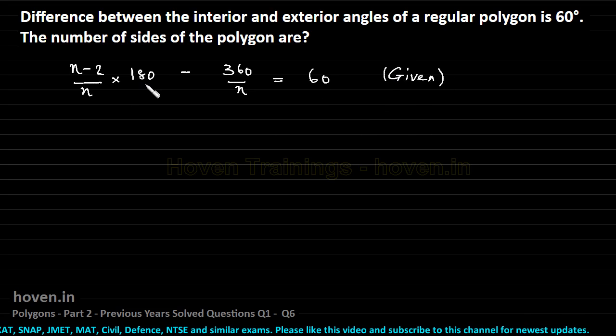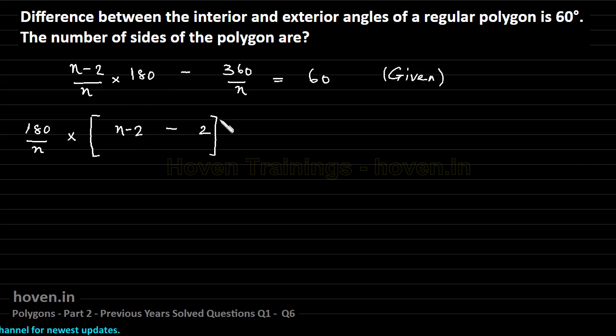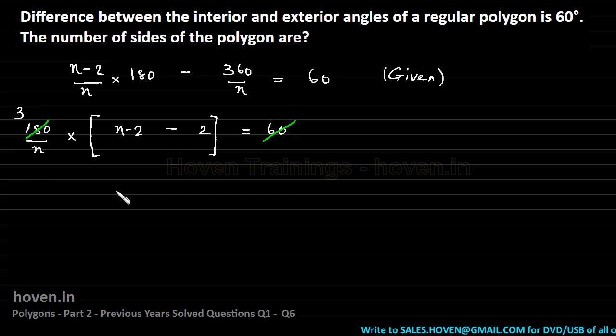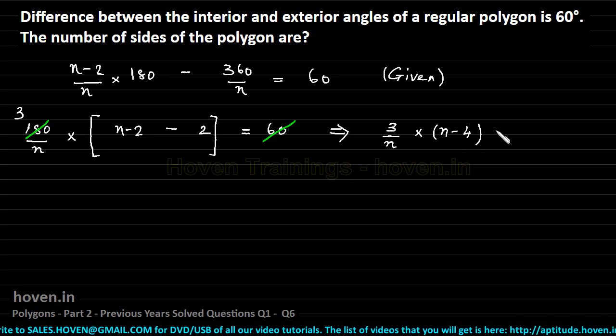Now we can take out 180 by n common on this side. So what we have is 180 by n into (n minus 2) minus 2, this 180 and 2, this will leave 2 here, equal to 60. Now we can cancel this on 3, so we will be left with 3, which implies 3 by n into (n minus 4) should be equal to 1.